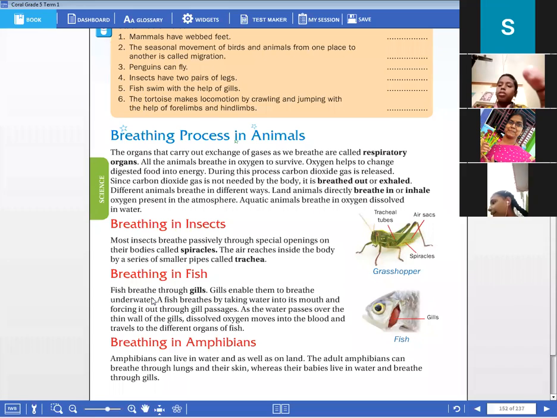Okay, the waste product, the leftover thing, is carbon dioxide and it will be released out. It is breathed out or exhaled. The releasing process of carbon dioxide is called exhalation. E-X-H-A-L-E, exhale. Different animals breathe in different ways. See, children, we humans have a nose to breathe. But do all animals possess a nose, children?